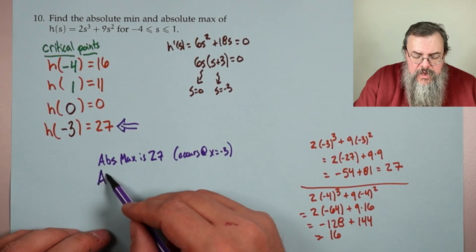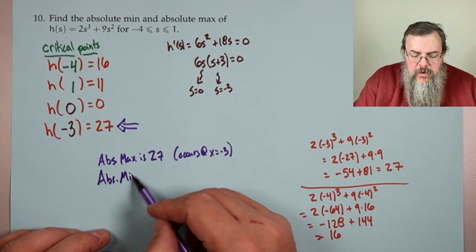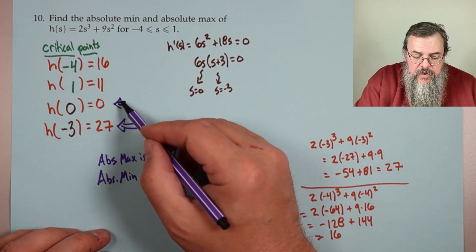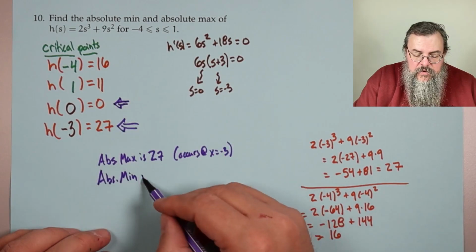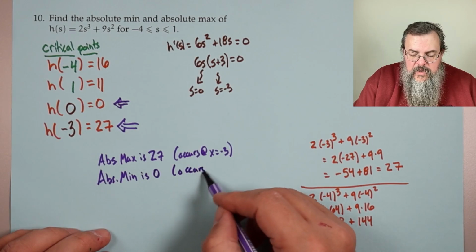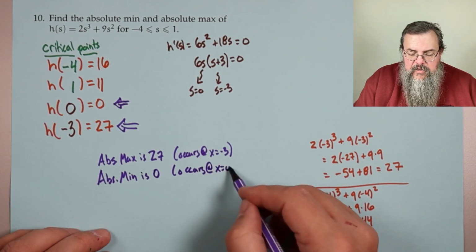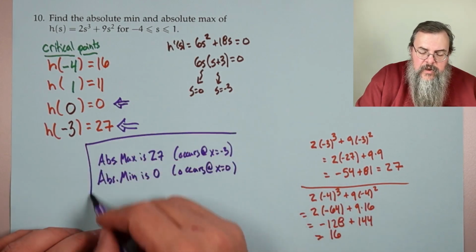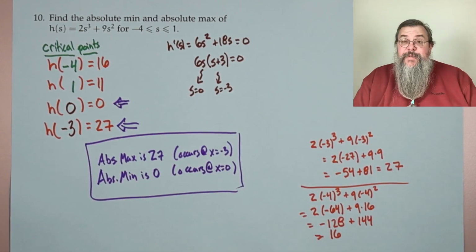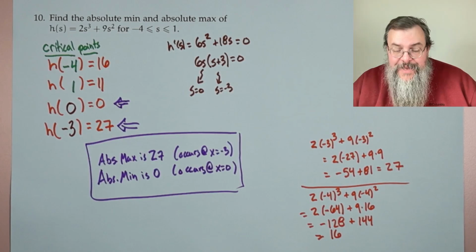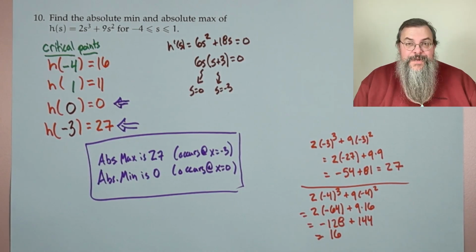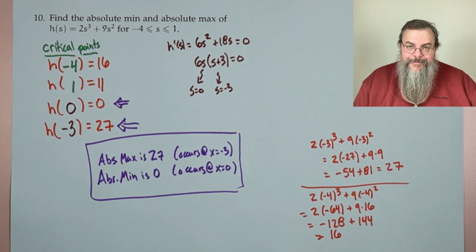Our absolute min, okay, so we look, and aha, our smallest value is 0, and this occurs, not surprisingly, at x equals 0. And there we go. We found our absolute max and our absolute min. Did we do it? Absolutely. Yes, we did.